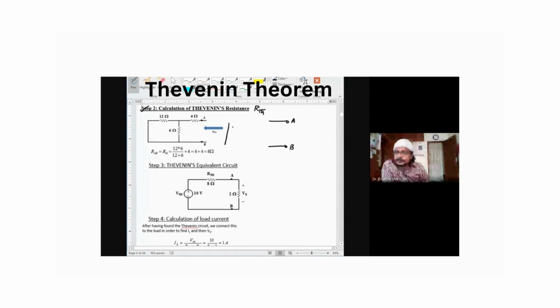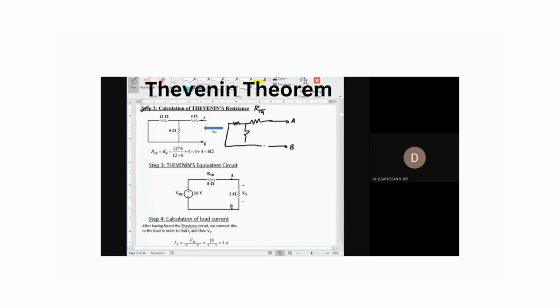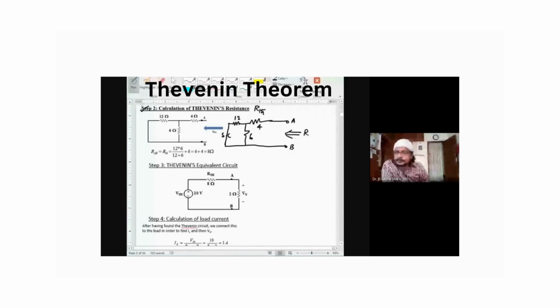How will you replace the voltage source, as in the superposition theorem? We know that normally voltage source is there. We will be replacing it with what? Short circuit. Okay, so this is 12 ohm and this is 6 ohm. This is 4 ohm. So the equivalent resistance across these two terminals is RTH.